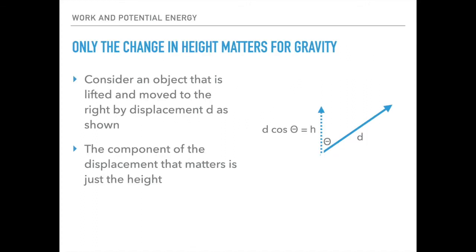If we look at that solid blue arrow, if we have an object that's moved up and to the right a certain displacement d, we can break that into a component, right? Because gravity works in the downward direction, only the vertical component of that motion is going to matter. If we're at some angle theta marked there, we can find that component, the dotted line, which is in the vertical direction. That's going to be d cosine theta, and that's going to give us the height. So the component of the displacement that matters is only the height. And that's exactly the term that came in from our definition of work.